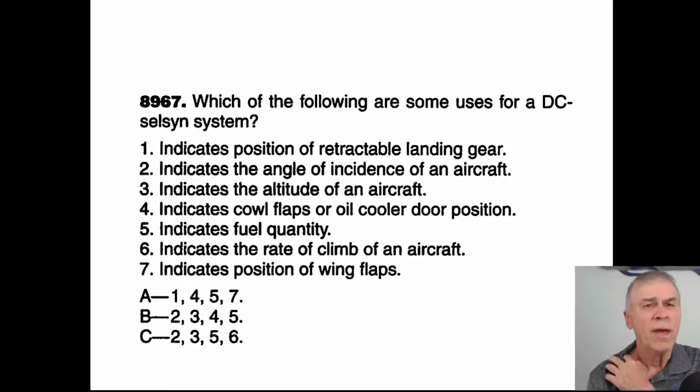So I'm going to go with A because I like all of them. I wasn't quite sure about fuel quantity, but because fuel quantity is in all 3 options, it's got to be a use for a DC Selsyn system. So it's clearly A.